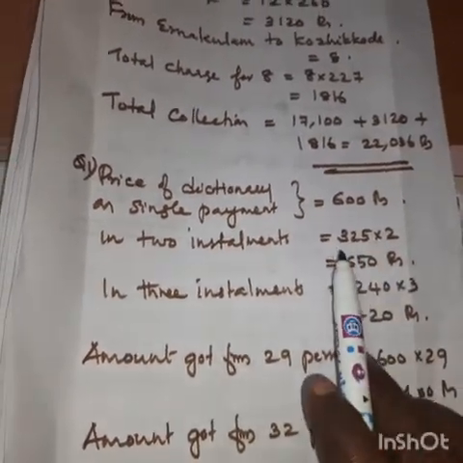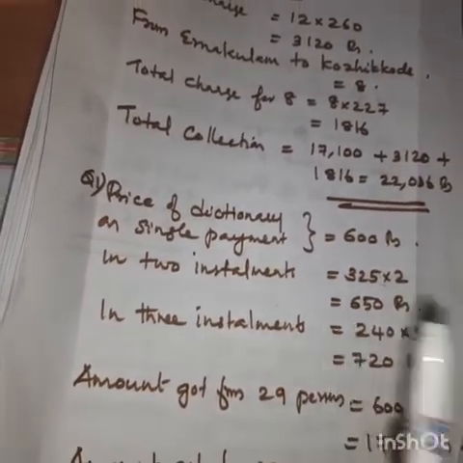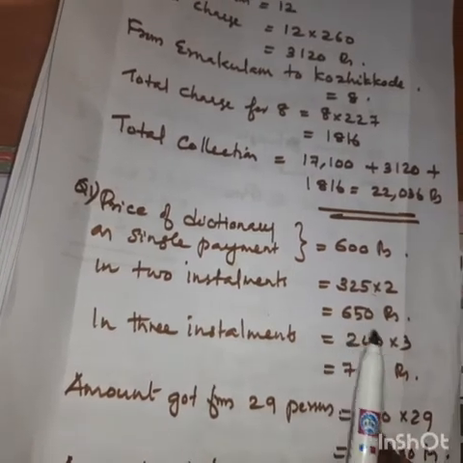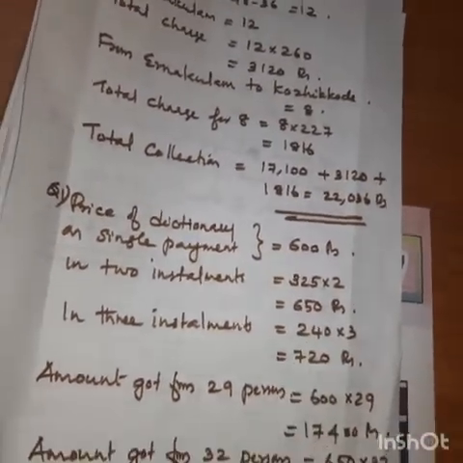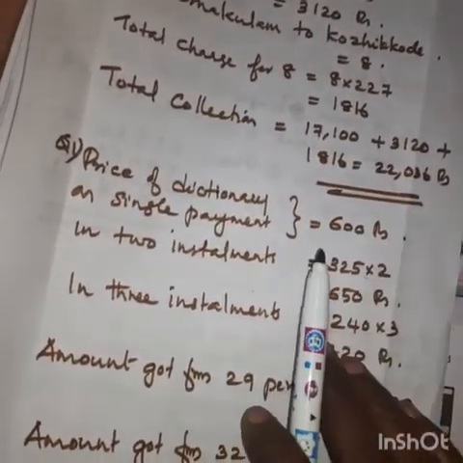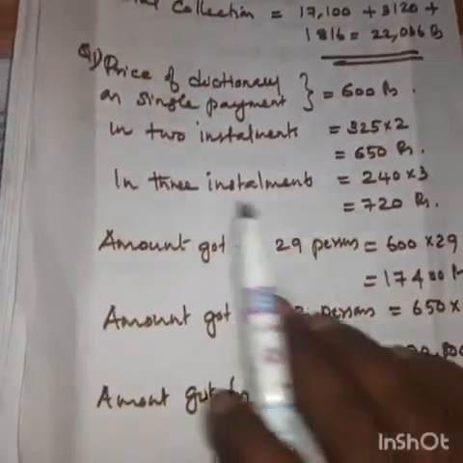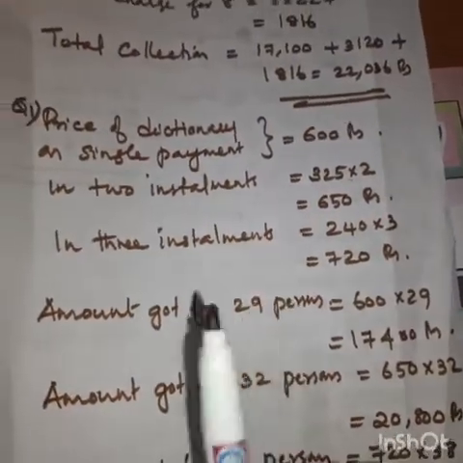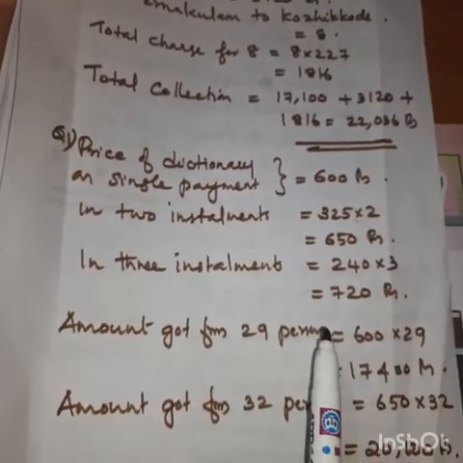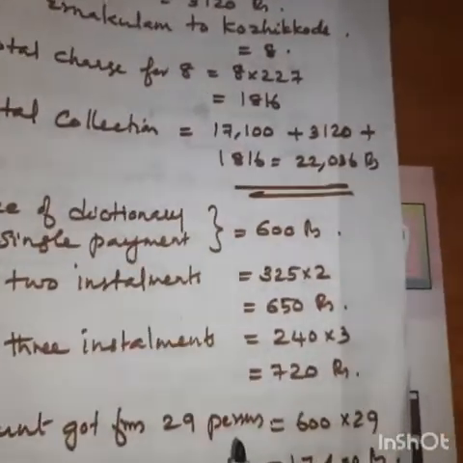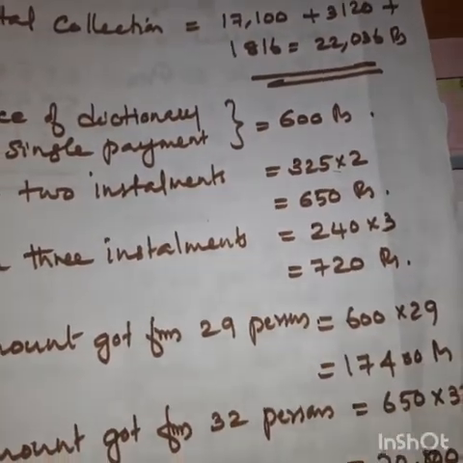1 installment cost is 325. Therefore 2 installments 650. Here in 1 installment they had to pay 240 rupees. For 3 installments 720 rupees. But in a single payment only 600 rupees should be given. Amount got for 29 persons: 600, because 29 persons bought the book by single payment. Therefore 29 into 600, 17,400.